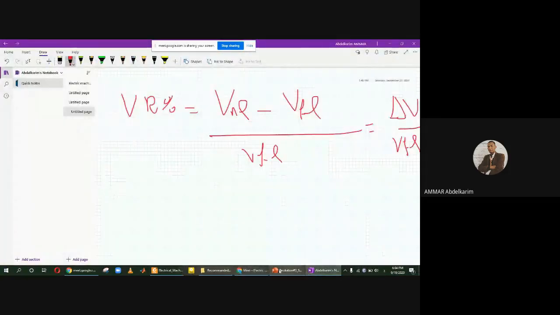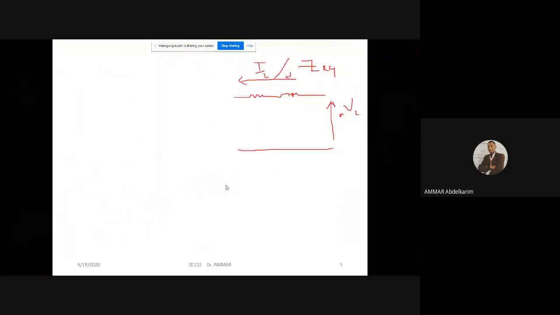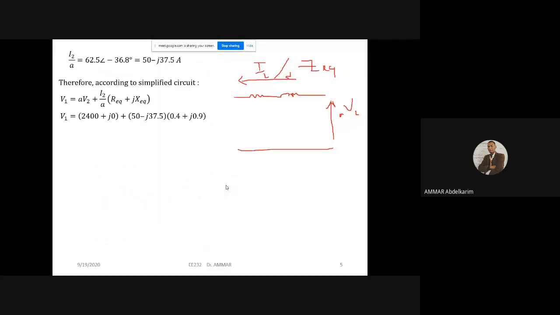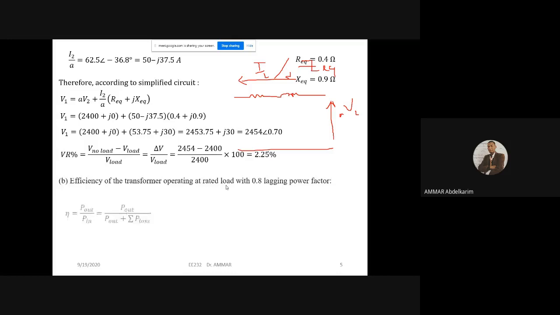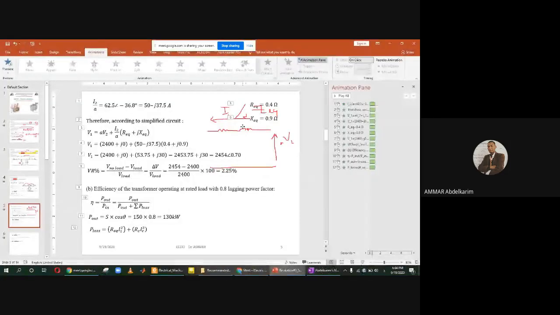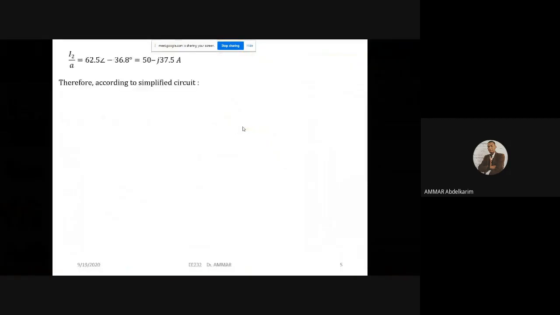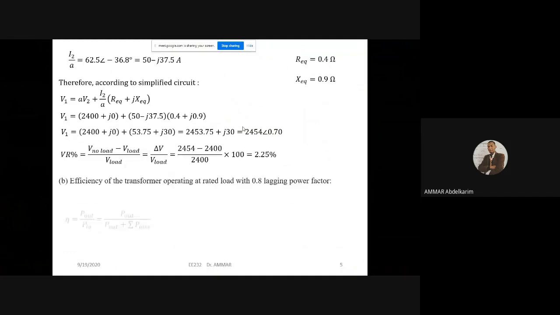Now let's see the second question, which is the efficiency. Calculate the efficiency of the transformer that is operating with 0.8 lagging power factor. We said that the efficiency equals P out over P in, which is the output power over the input power.